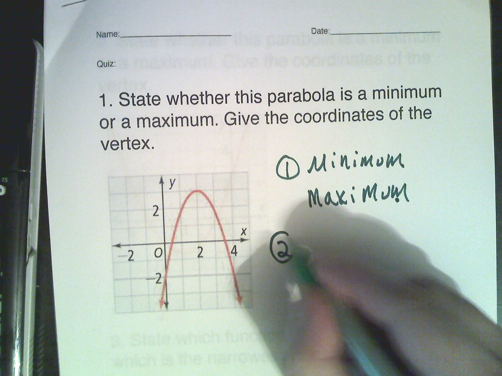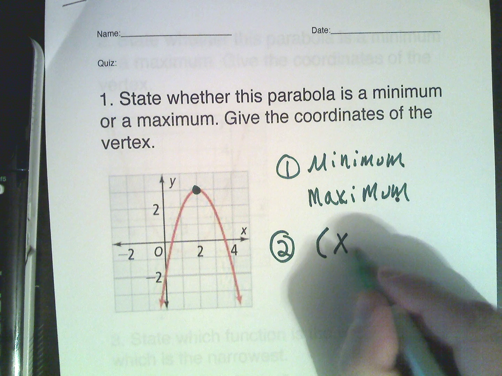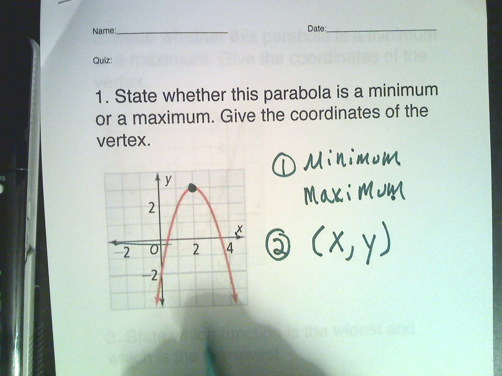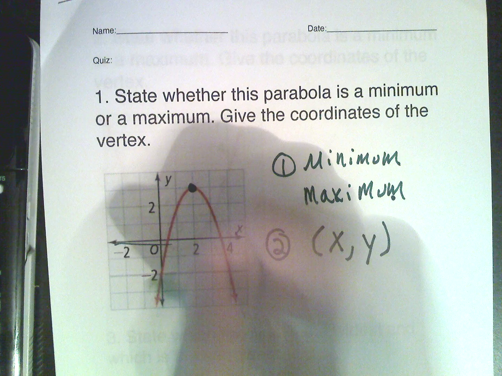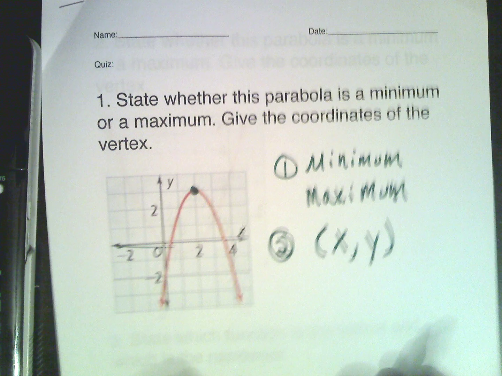The second part of this question is you find the vertex. Now remember, we need the vertex as x, comma, y. So you have to tell me what the x value is. You have to tell me what the y value of the vertex is. That's it. That's not too bad.